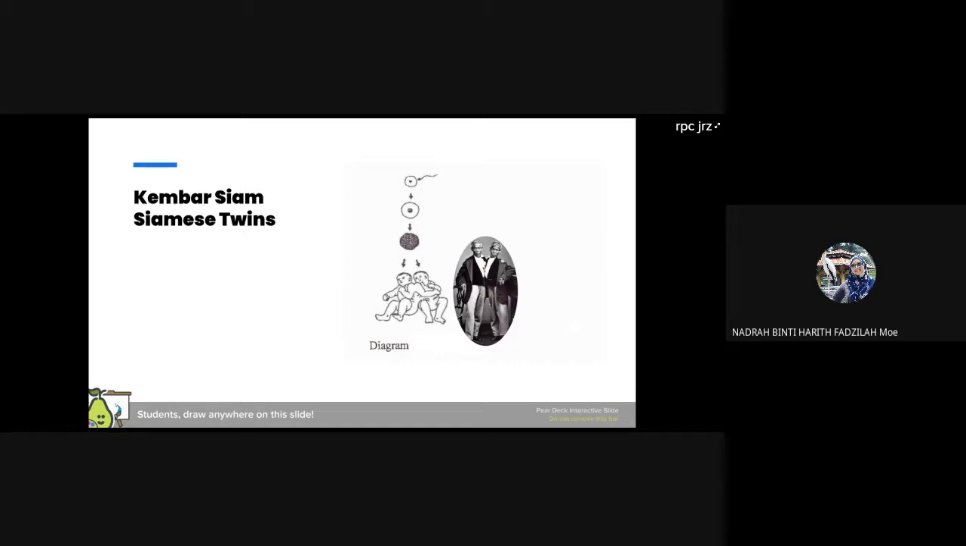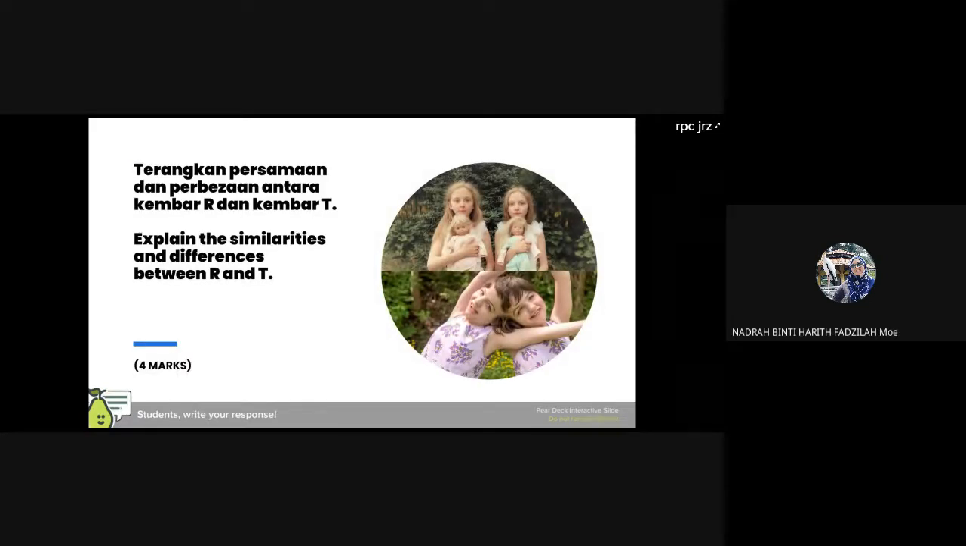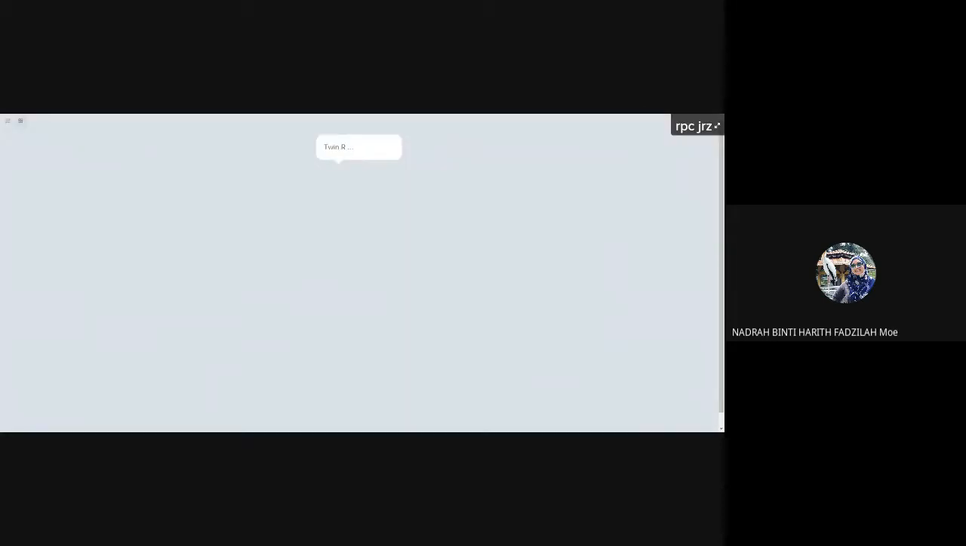So previously you have identified the characteristics of identical twins. Can you explain one similarity and one difference between twin R dekat atas dengan twin T dekat bawah? Okay, twin R yang atas, twin T dekat bawah ya. Can you explain one similarity and one difference between R dengan T? Okay, terangkan satu persamaan dan satu perbezaan antara R dengan T. If you give a name pun boleh dah dapat.